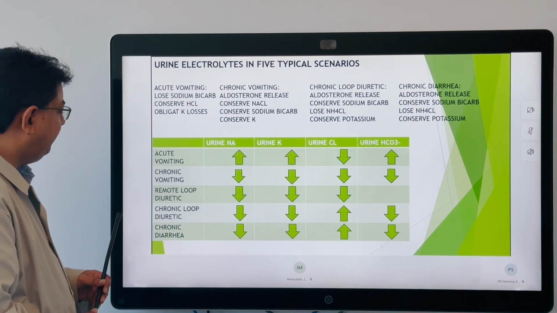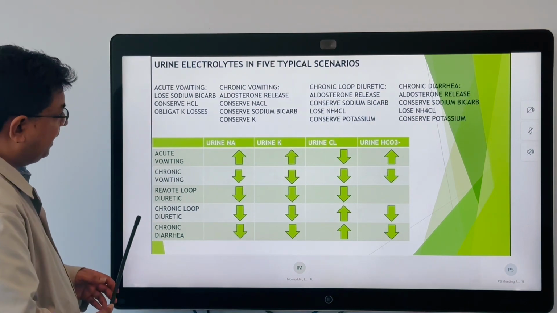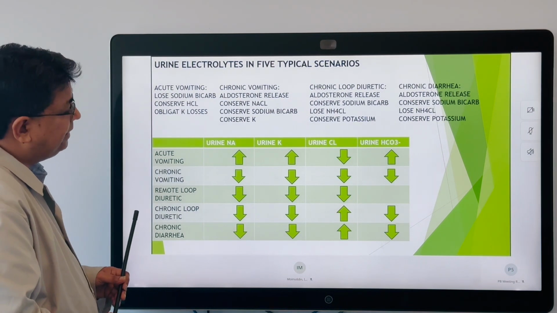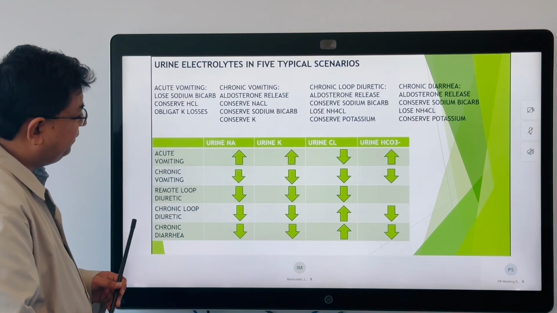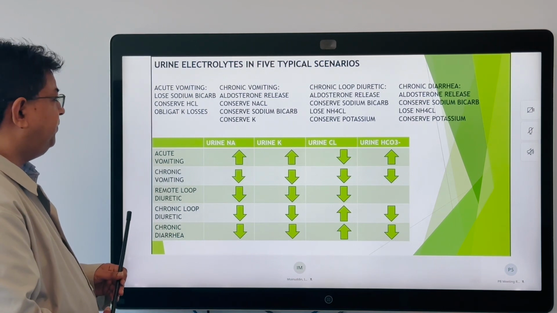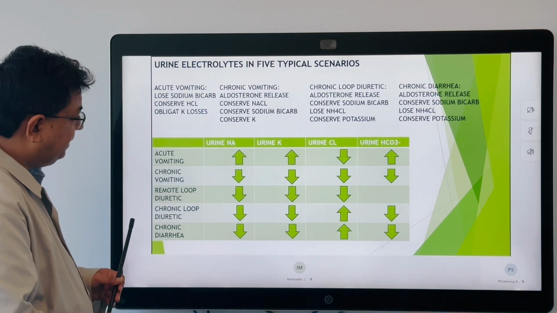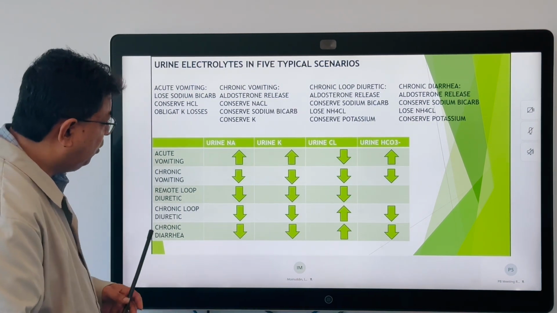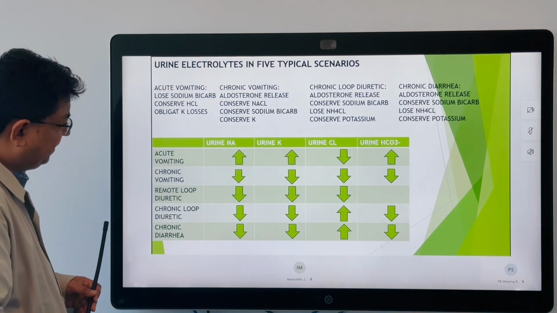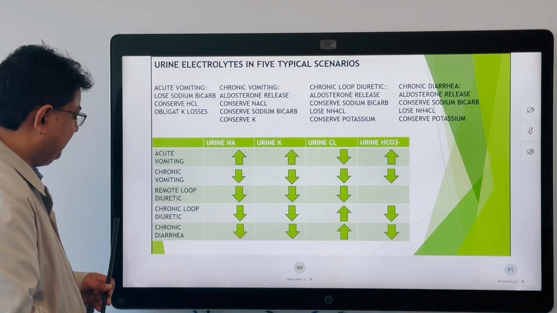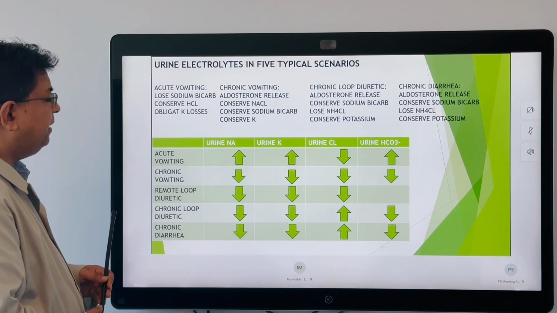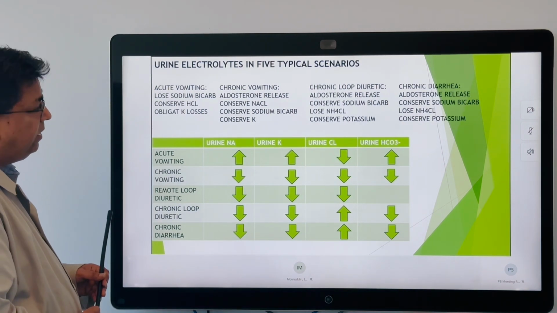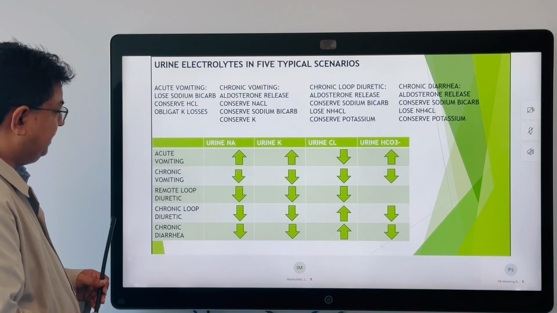In the setting of chronic loop diuretic, again you have aldosterone release, metabolic alkalosis at the level of the kidney, conservation of sodium bicarbonate. You will have loss of ammonium chloride, which is why you see increased chloride in the urine, and again you will conserve potassium because of a total potassium deficit in the body. In chronic diarrhea, you will have aldosterone release, conservation of sodium bicarbonate, loss of ammonium chloride, and conservation of potassium.